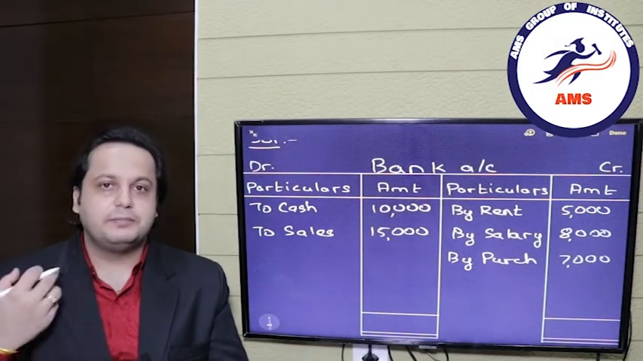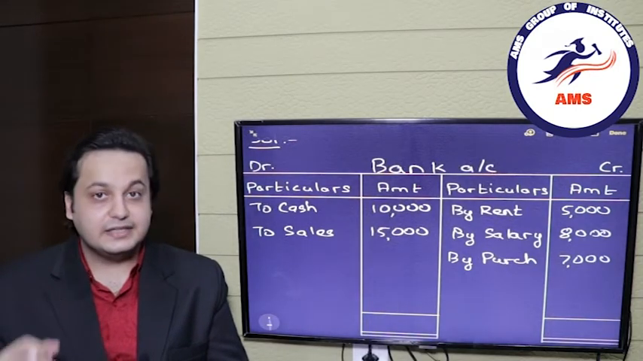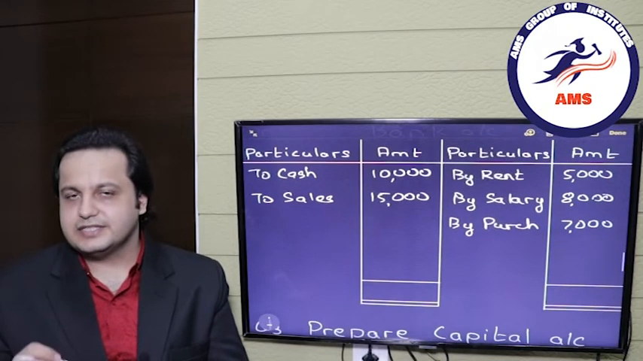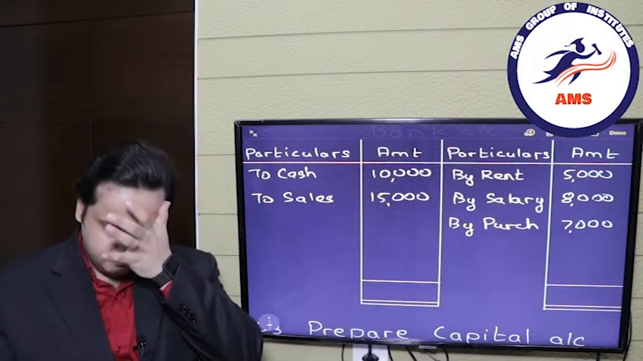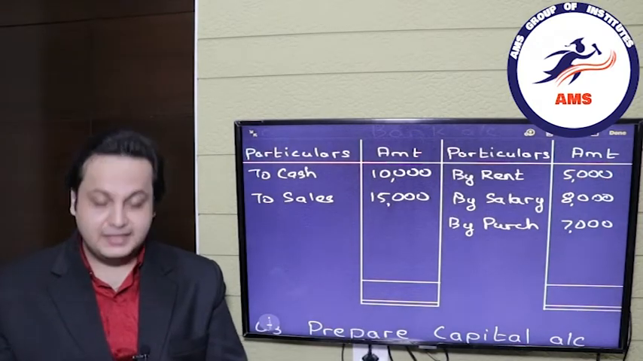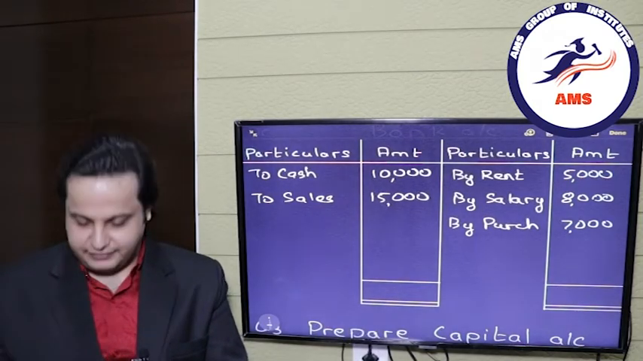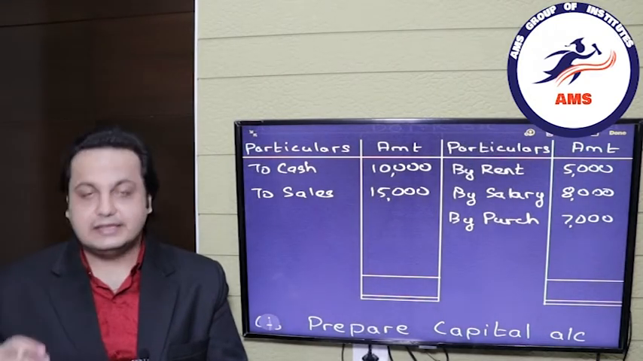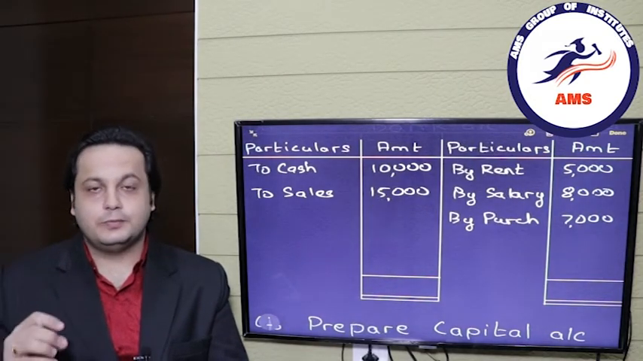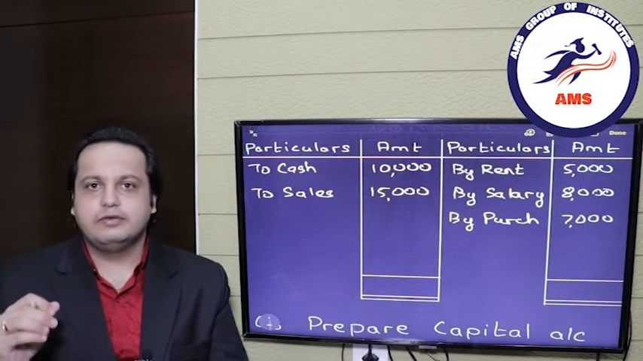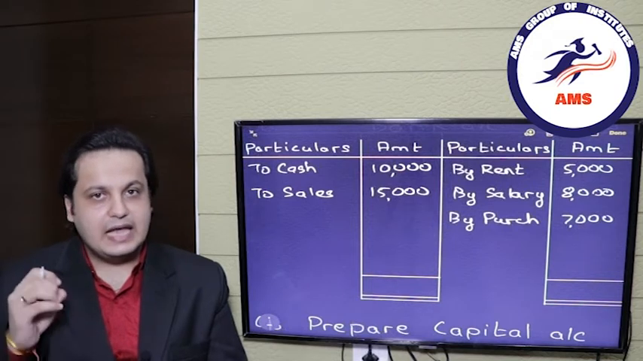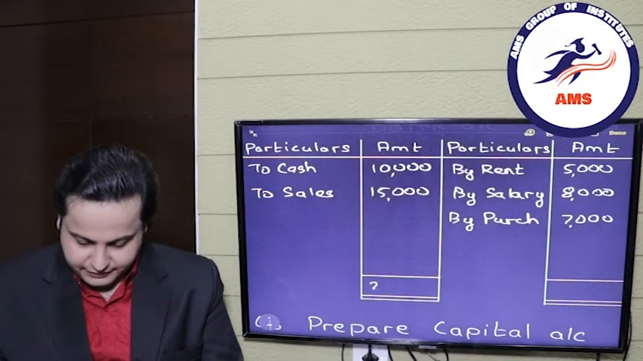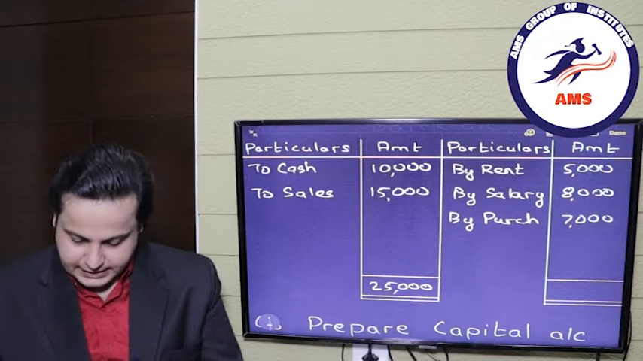Now as we have seen in the previous one, we will have to calculate the closing balances. And how will you do it? Simple. You will firstly find the debit total and then the credit total. The debit total comes out to 25,000 and the credit total comes out to 20,000. So the bigger balance is 25,000. So we will put 25,000 in the debit total and the credit total. So 25,000 rupees debited and 25,000 rupees as the credit total.